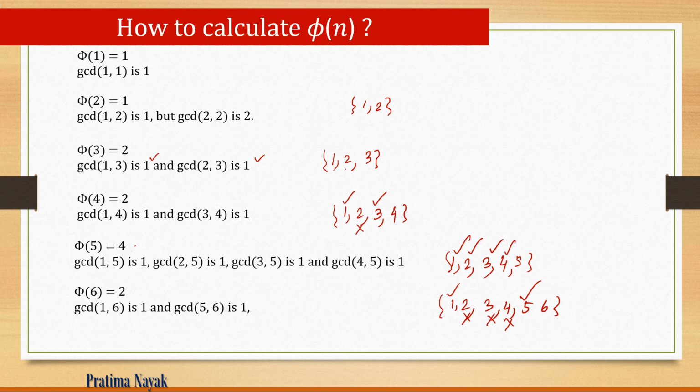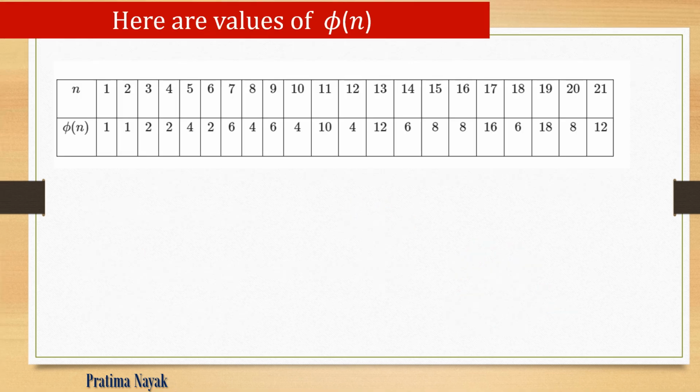So what will be phi of 7? You can calculate. These are the phi values of some numbers from 1 to 21. You can pause and calculate yourself, and verify whether you are correct or not.